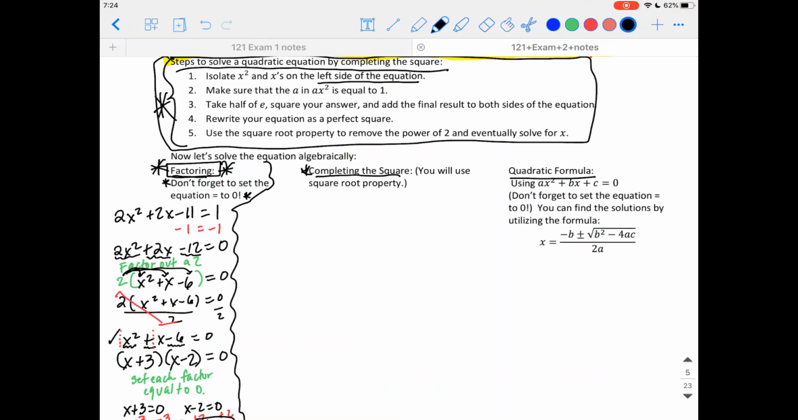Okay. So the original problem was 2x squared plus 2x minus 11 is equal to 1. And so here I'm going to put step 1.